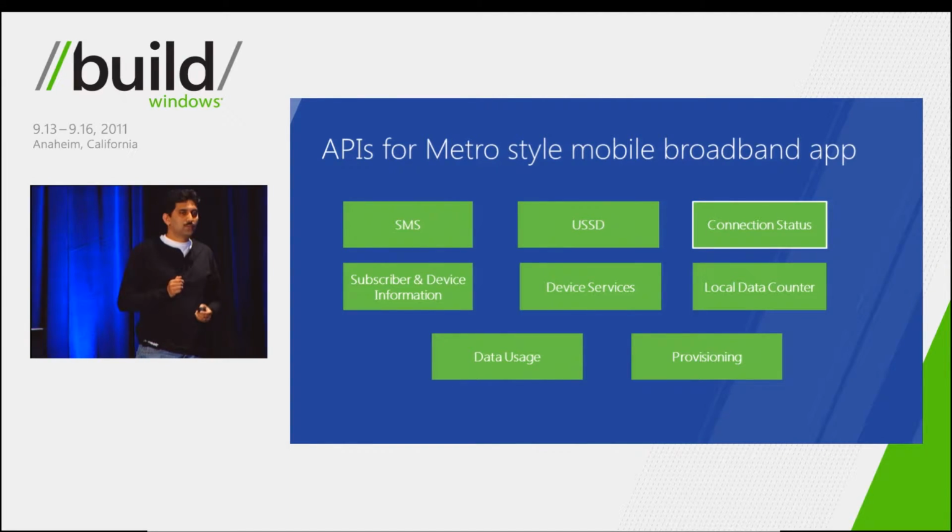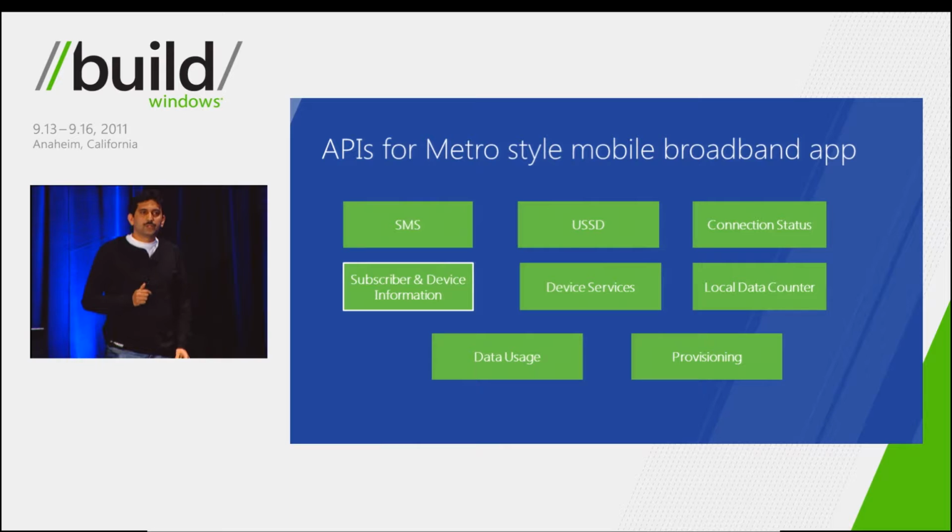As a mobile broadband Metro style app, you need to know the connection status of your device, and you can get it using the connection status API. This API tells you whether your device is connected to the internet or not connected. This API provides events to your application, so your application can detect connection status changes. This API also has background functionality, so your app will be able to receive connection status events even if it is not in the foreground.